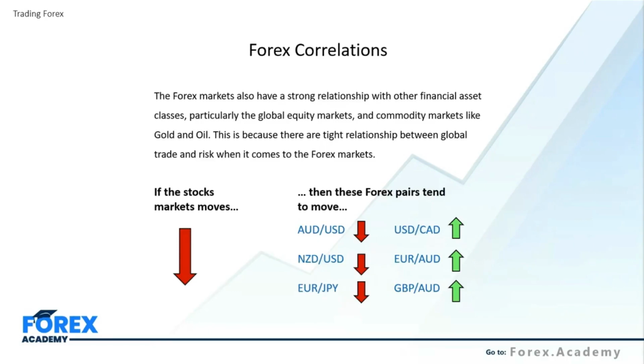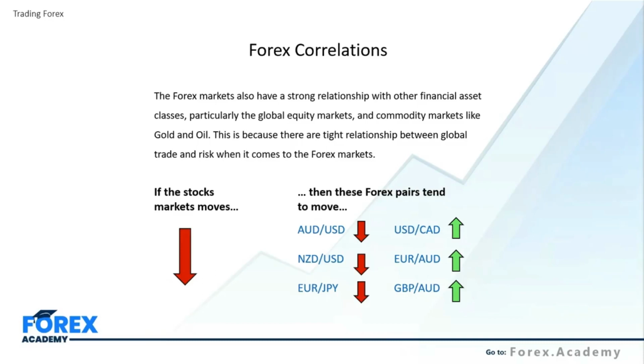The Forex markets also have a strong relationship with other financial asset classes, particularly the global equity markets and commodity markets like gold and oil. This is because there are tight relationships between global trade and risk when it comes to the Forex markets. If the stock markets move down, then the Forex pairs tend to move in various situations. We have the Australian dollar against the US dollar moving down, New Zealand dollar against the US dollar moving down, and Euro yen moving down, obviously the yen being a safe haven currency.